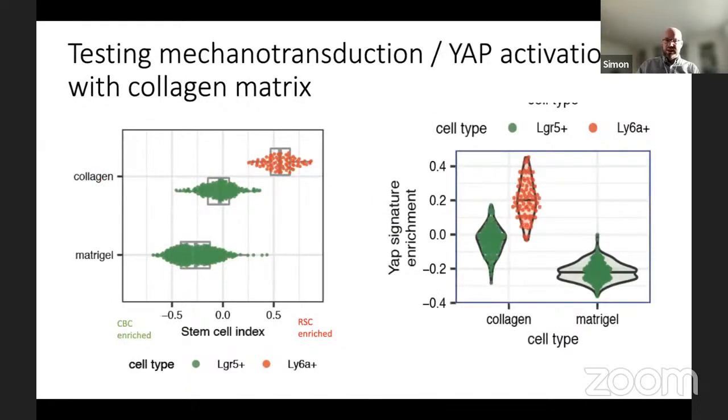In the next bit here, we can see that YAP is activated in the collagen rather than not at all in the Matrigel. So when you grow organoids in collagen, they'll pull on the cells, they'll activate the Hippo pathway, and that Hippo pathway then causes a population of regenerative stem cells to appear.